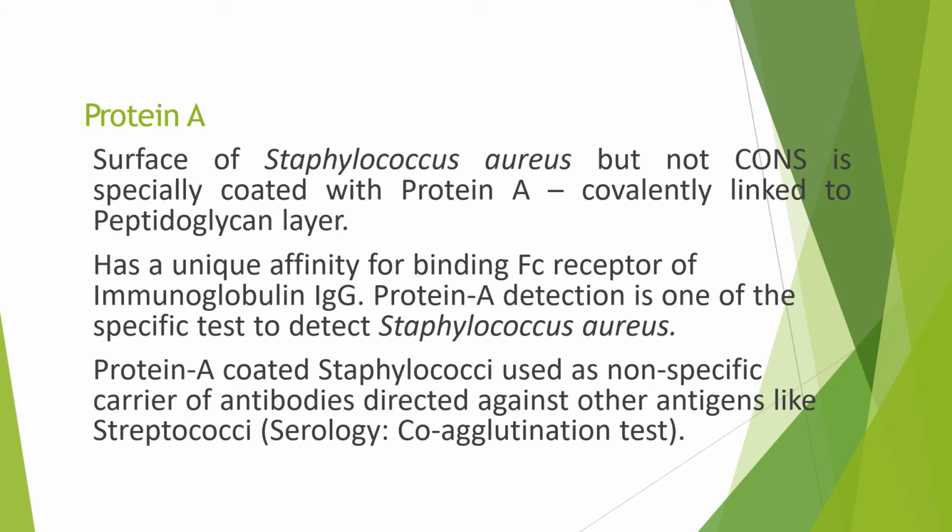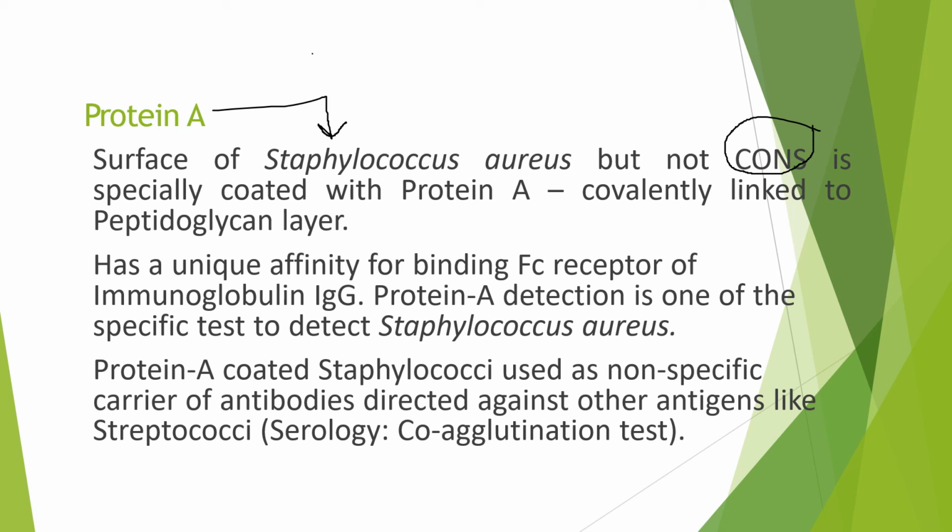Here is about protein A on the surface of Staphylococcus aureus, but not CoNS. This is specific. Protein A is specific to Staphylococcus aureus only. CoNS, the full form, is coagulase negative staphylococcus. So Staphylococcus aureus is specifically coated with protein A, which is covalently linked to the peptidoglycan.